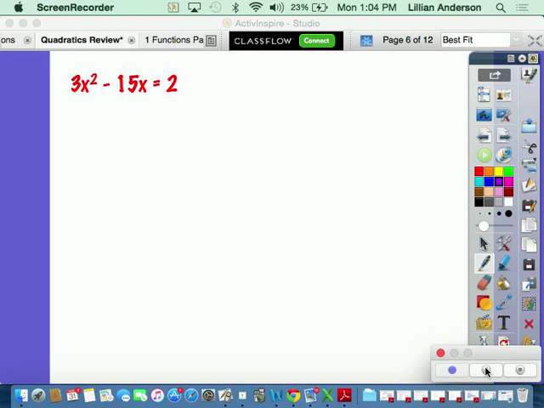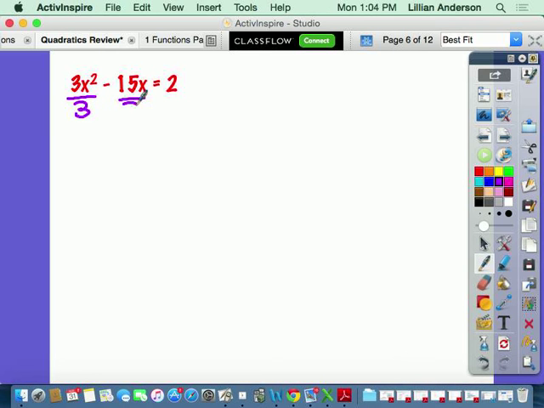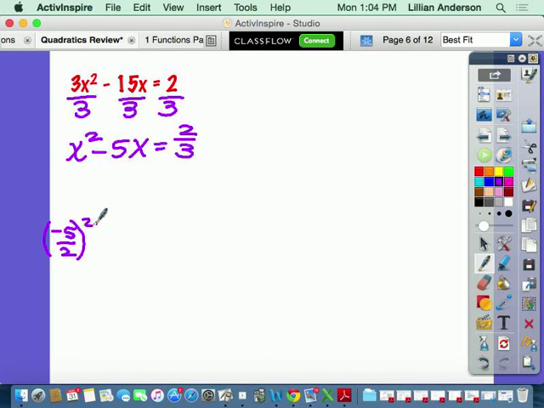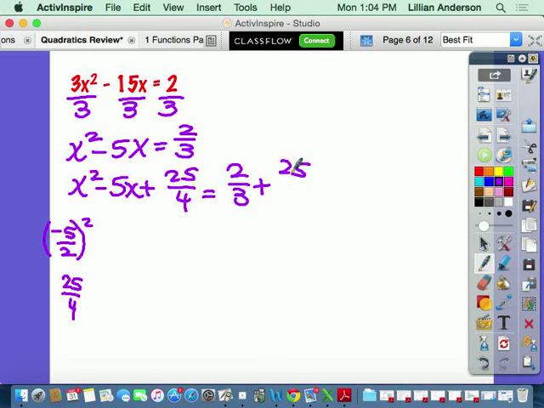All right, here we go. So, constant by itself? Yep. A is 1? Nope. So we have to divide by 3. So we have x squared minus 5x equals 2/3. Then we take half of b. b is a negative 5. And then we square it to get what? 25 over 4, right? Yep. So we get x squared minus 5x plus 25 over 4 equals 2/3 plus 25 over 4.